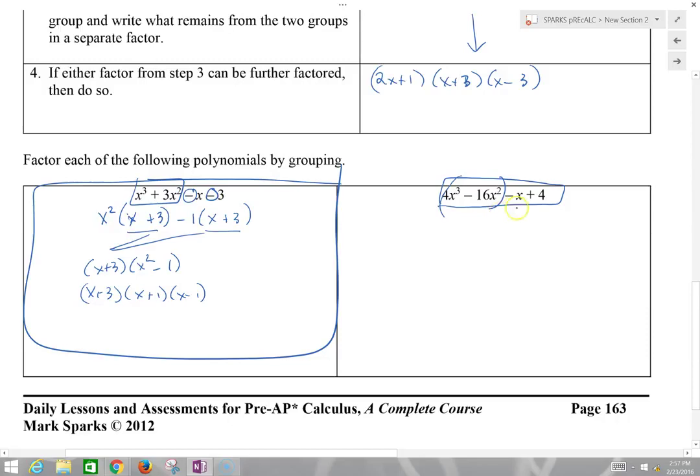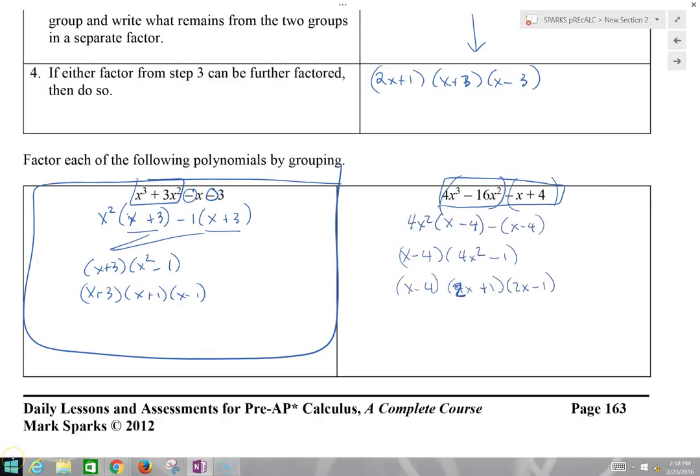Remember, you're going to group these two pieces together, these two pieces together. Pause this now. Alright, so I ended up with x minus 4 times 4x squared minus 1. And then when we use the difference of squares, we end up with 2x plus 1 and 2x minus 1.